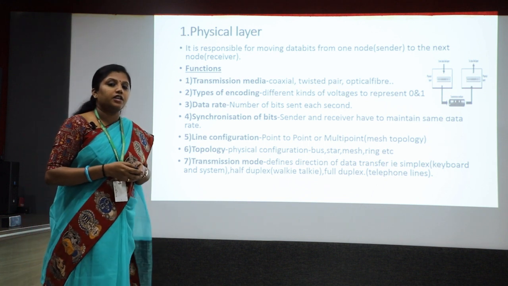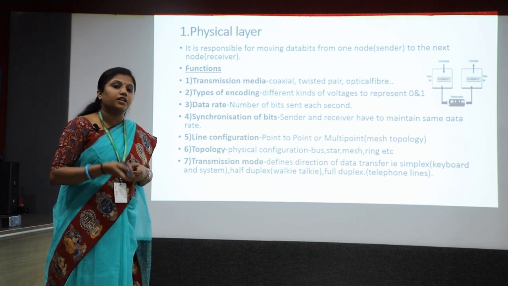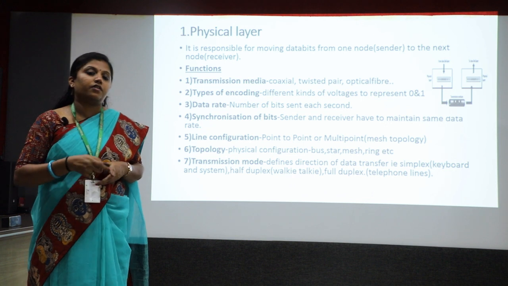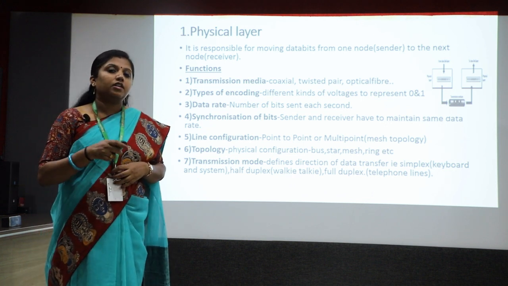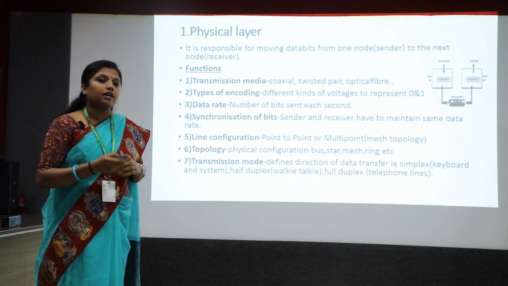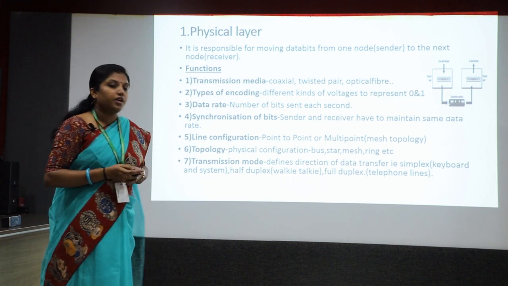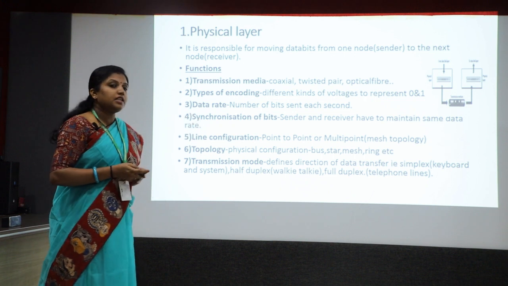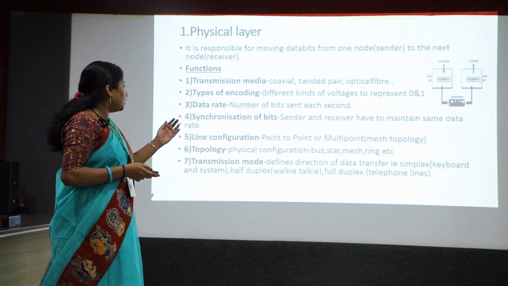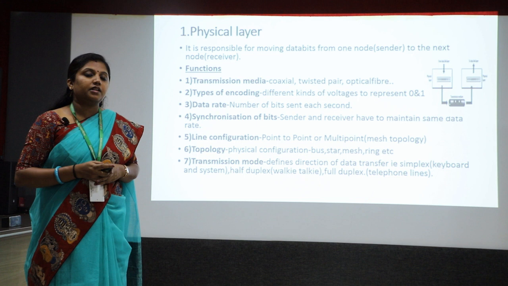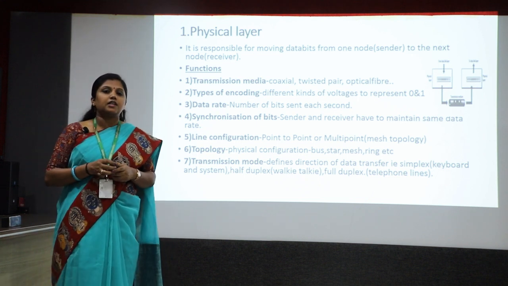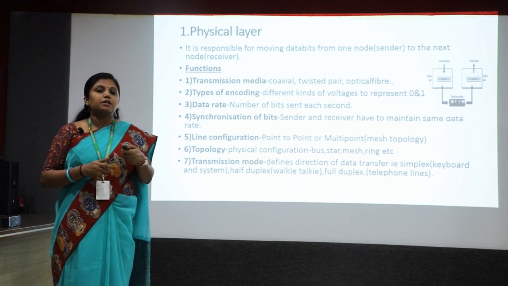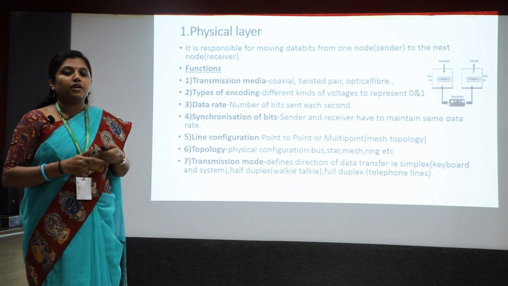And line configuration. Line configuration determines whether it is a point-to-point connection or a multi-point connection. Except for mesh topology, all the other topologies or configurations are point-to-point connections, but mesh topology gives a multi-point connection. And topology is nothing but the physical configuration of the network. We have different types of topologies available, like star topology, mesh topology, ring topology, etc.